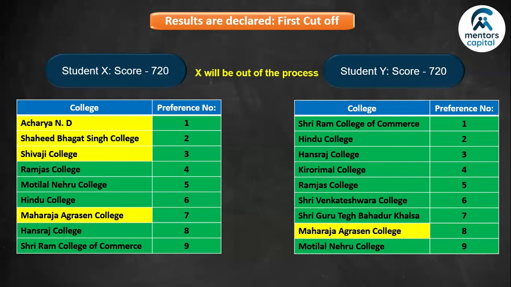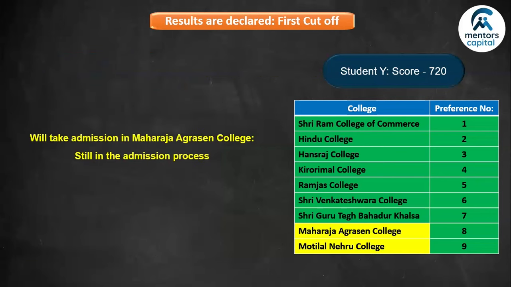Student Y will take admission in Maharaja Agrasen College, but he is still in the admission process, because in his preference list there are other 7 colleges which are on top of Maharaja Agrasen. So when the next cutoff comes, the subsequent cutoff comes, and if he is able to get into the colleges which are better than Maharaja Agrasen College, he can upgrade his admission. So let's see what happens in stage 2.